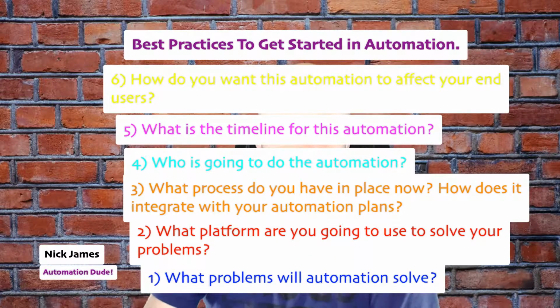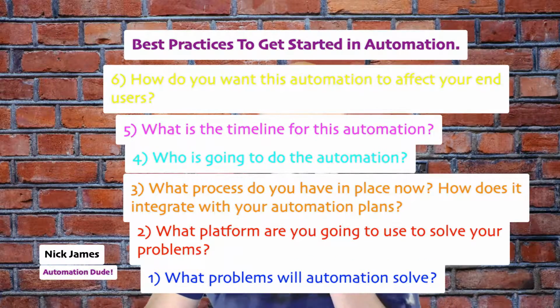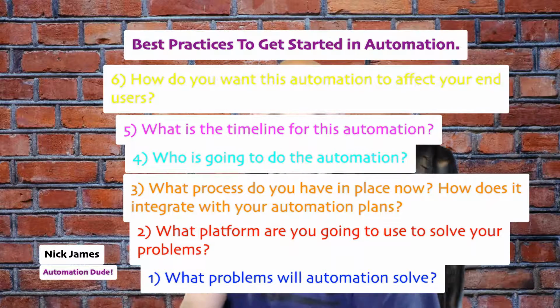All right, so just to review. Number 1, what problems will automation solve? Number 2, what platform are you going to use to solve your problems? Number 3, what process do you have in place now, and how does it integrate with the automation plans? Number 4, who is going to do the automation? Number 5, what is the timeline for the automation? And then number 6, how do you want this automation to affect your end users?